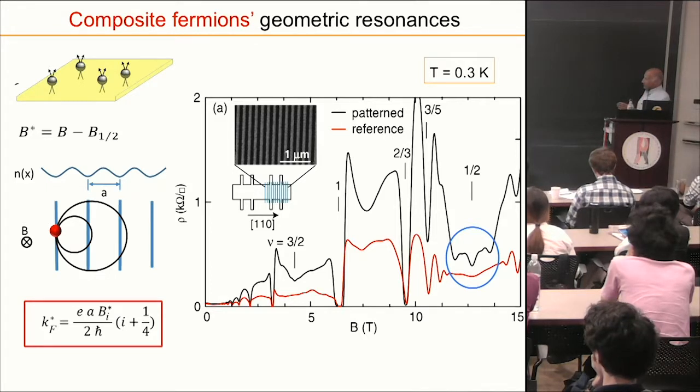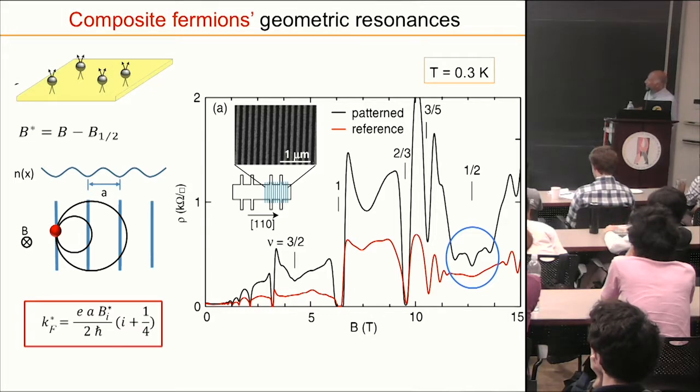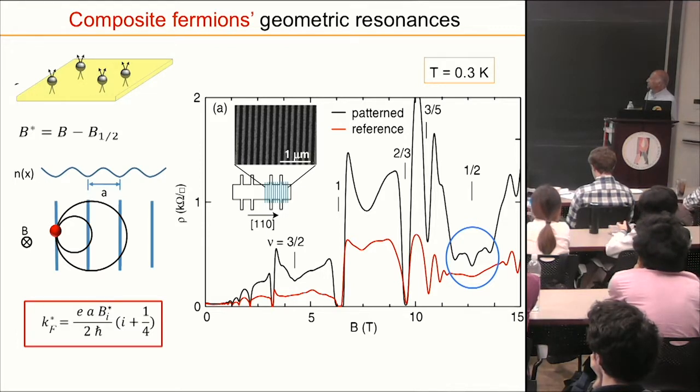So now let's look at high field for these samples. This is a trace extended now to 15 Tesla. So the unpatterned, or the reference part of the sample, doesn't show much near 1/2. It shows a broad minimum. This is what all samples show typically. And then these are fractional quantum Hall states that come at 2/3, 3/5, and so on. But near 1/2, there is not much.